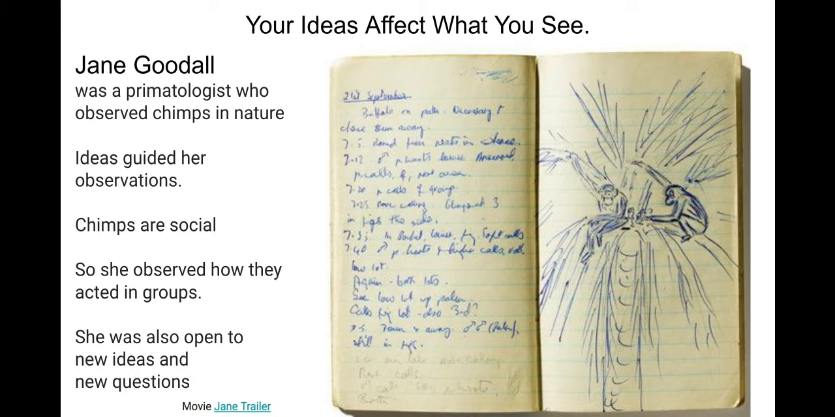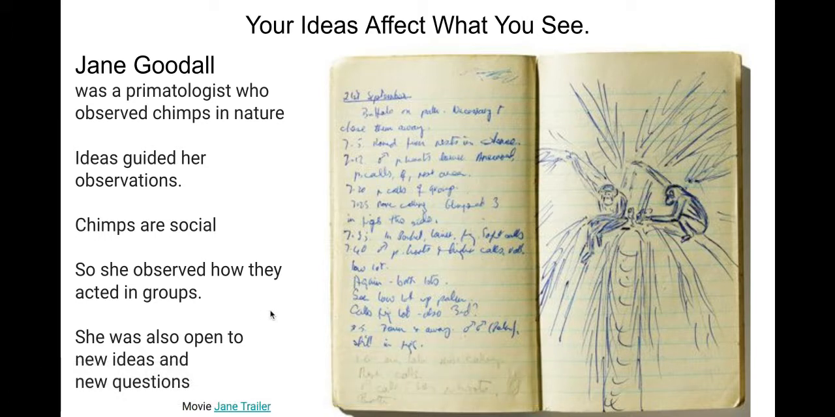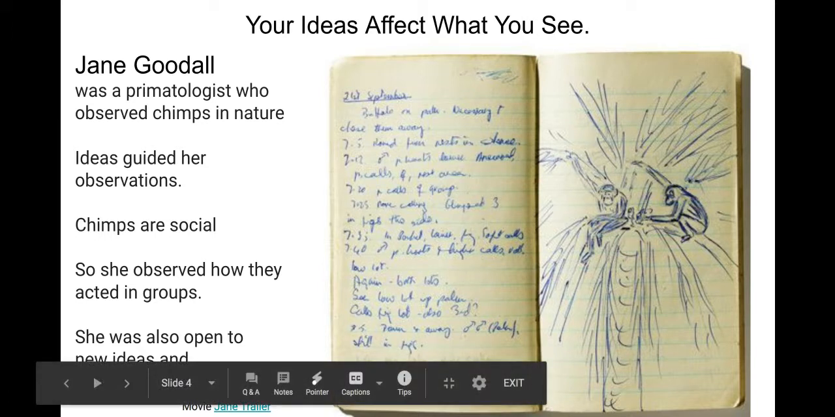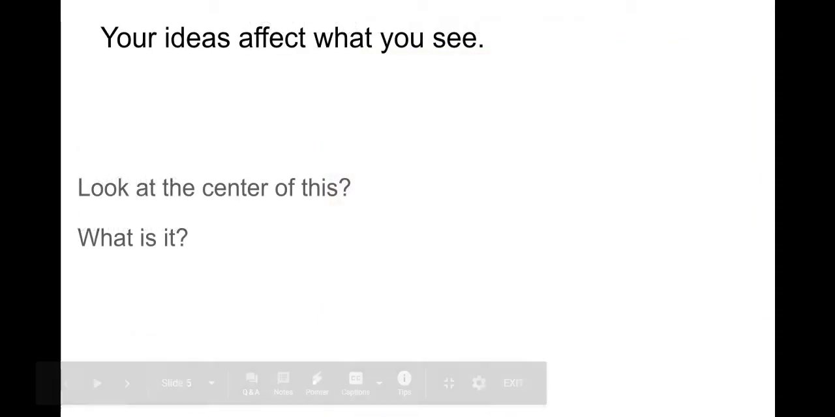Now, your ideas affect what you see. Jane Goodall was a primatologist who observed chimps in nature. Ideas guided her observations. Chimps are social, and so she observed how they behave socially. You can see here they talk about groups, and she's drawing how they're behaving together. She's not drawing their color and all those other things. She's really focusing on how they're behaving in a group. She was open to new ideas and new questions, of course. So it turns out your ideas affect what you see.